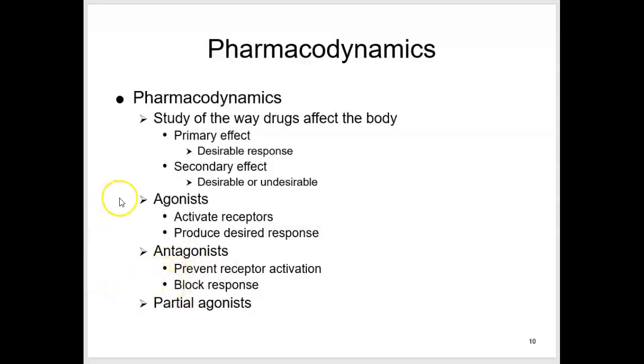The opposite then would be an agonist, where an antagonist blocks a response or receptor. The agonist activates the receptor and produces the desired response. And then finally, partial agonists can act as agonists and antagonists with limited affinity to receptor sites.